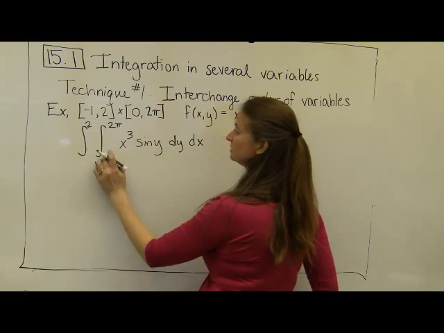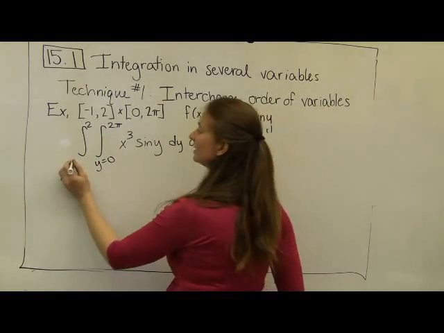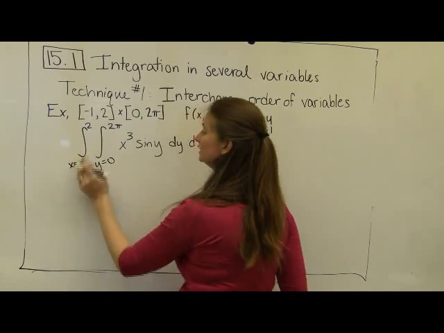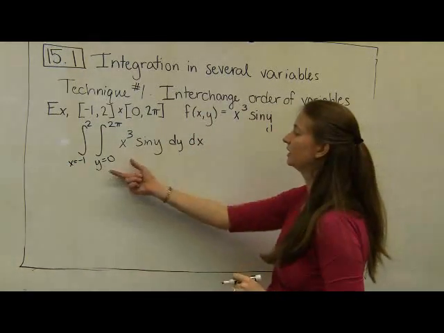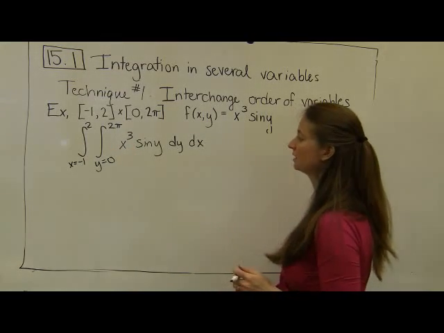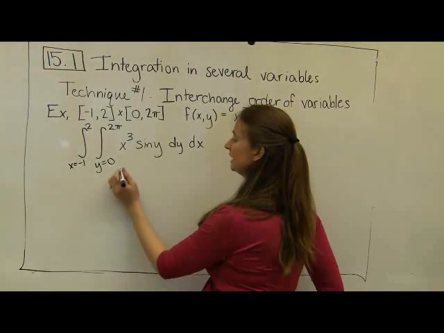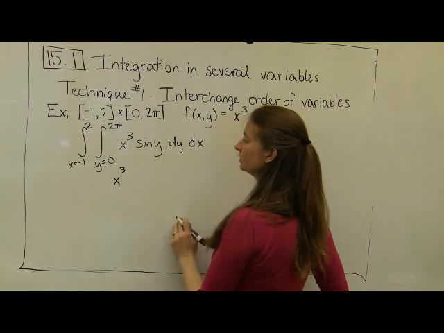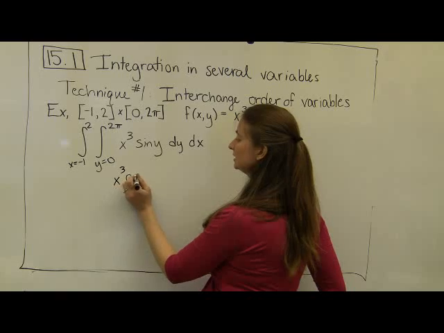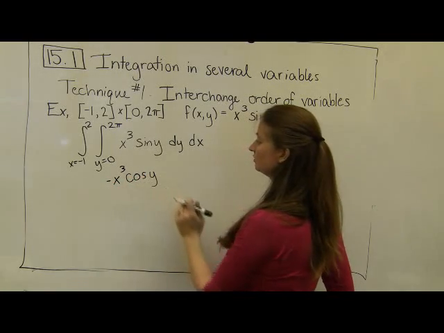So y is going from 0 to 2 pi. The x is on the exterior, and my x values in this case are going from -1 to 2. So now when I integrate, I'm going to integrate with respect to y first, and I'm thinking of my x cubed as a constant. So when I integrate with respect to y, I'm going to get x cubed just as a constant along for the ride. The integral of sine is negative cosine, so this becomes negative cosine of y.